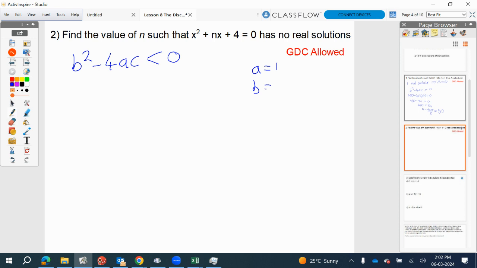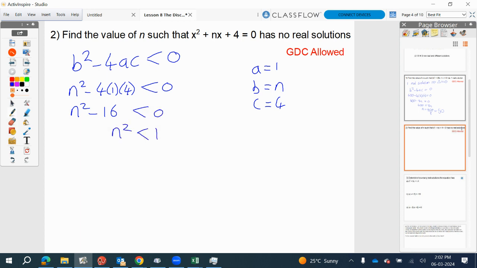What is the value of b? What's the value of c? 4. So we put these into the discriminant. We get n squared minus 4 times 1 times 4 is less than 0. We get n squared minus 16 is less than 0. We get n squared is less than 16.